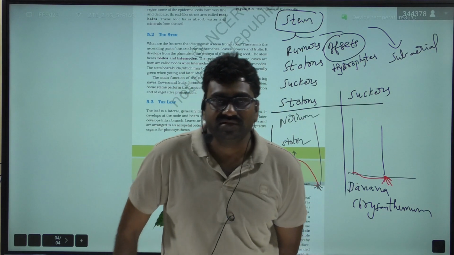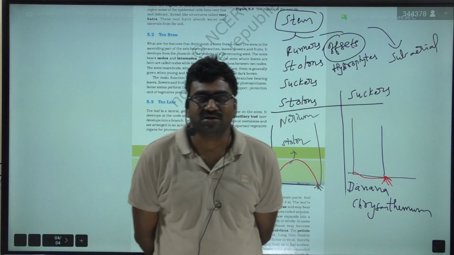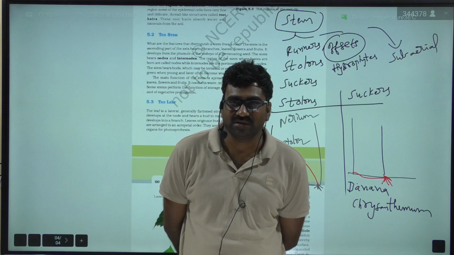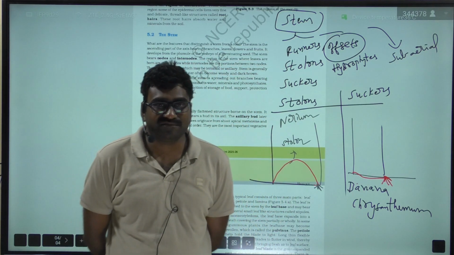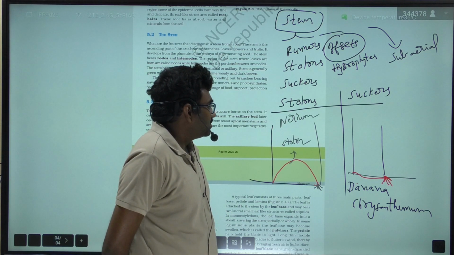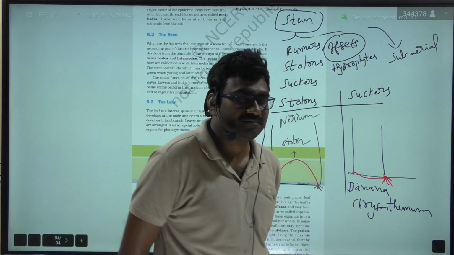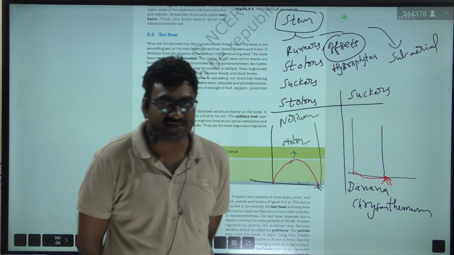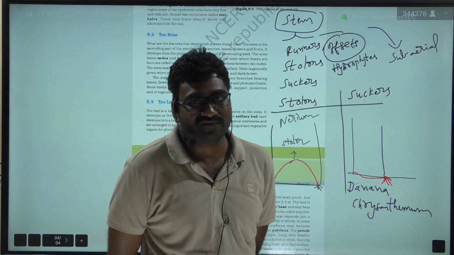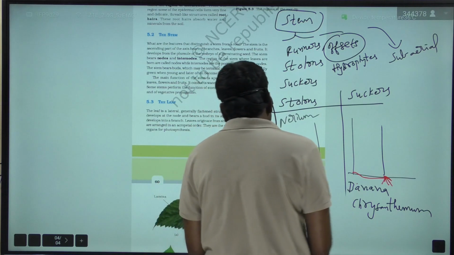A discoid stem is found in the offsets. Example, Pistia, Eichhornia. Here the leaves are arranged as a rosette of leaves, and the roots are covered by root pockets, and a tuft of balancing roots is present. Examples for runners: oxalis, strawberry, etc. For the offsets: Pistia, Eichhornia, which is also known as water hyacinth, also known as the terror of Bengal. Right, so this is about the modifications of stem.